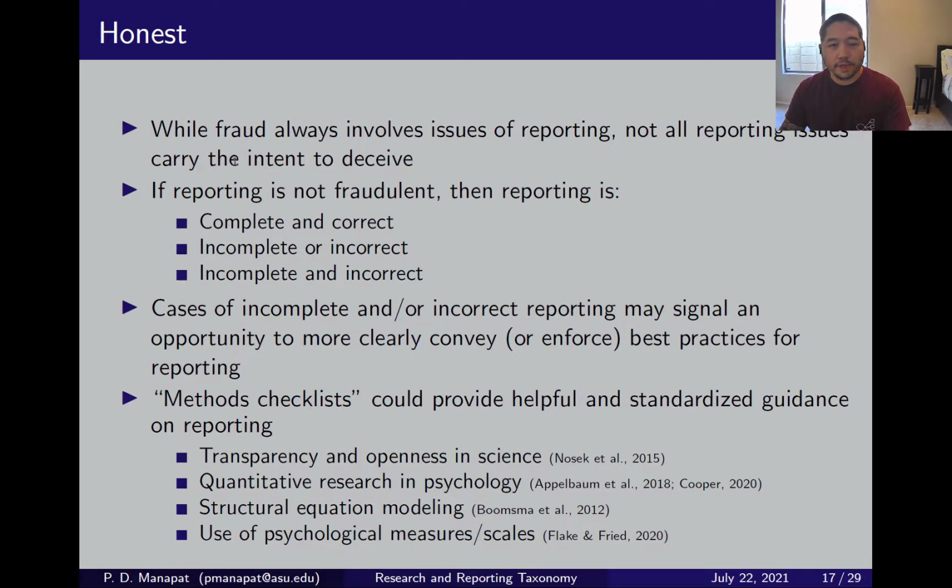So this is for reporting. While fraud always involves issues of reporting, not all reporting issues carry the intent to deceive. So if reporting is not fraudulent, then reporting is either complete and correct, incomplete or incorrect, or both incomplete and incorrect. So cases of incomplete and or incorrect reporting may signal an opportunity to more clearly convey or enforce best practices for reporting. And here we provide some references for methods checklists, which could be helpful, since it's standardized guidance on how to report different kinds of things, from transparency to quantitative research in general to structural equation modeling to measurement.